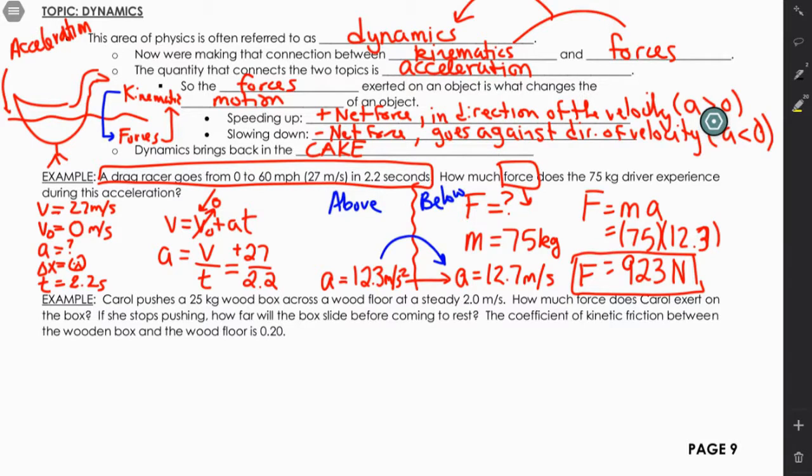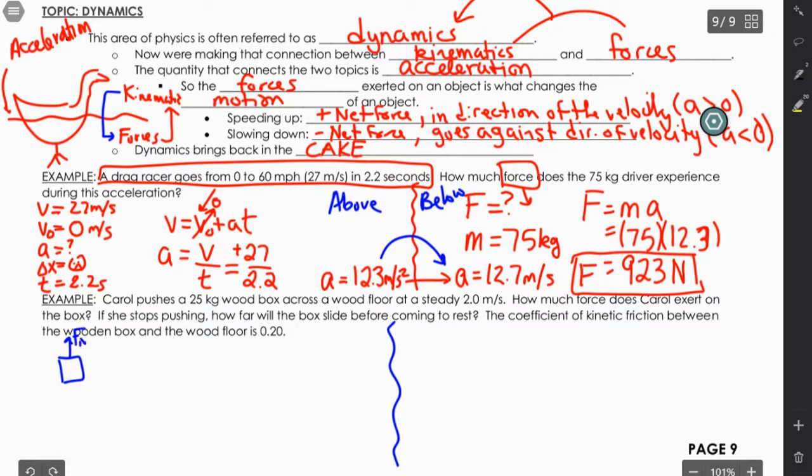So Carol pushes a 25 kilogram wood box across the floor at a steady 2 meters per second. How much force does Carol exert on the box? And if she stops pushing, how far will the box slide before coming to rest? And the coefficient of kinetic friction between the wooden box and the wood floor is 0.20. So here's our water line, right?